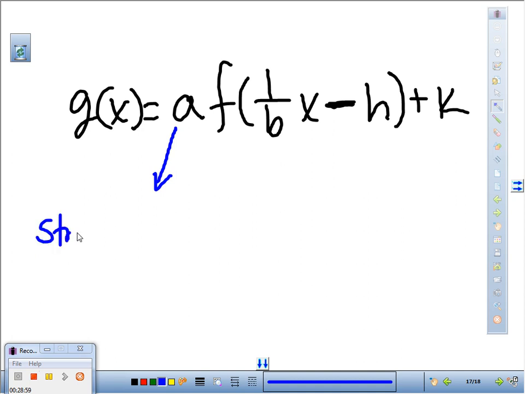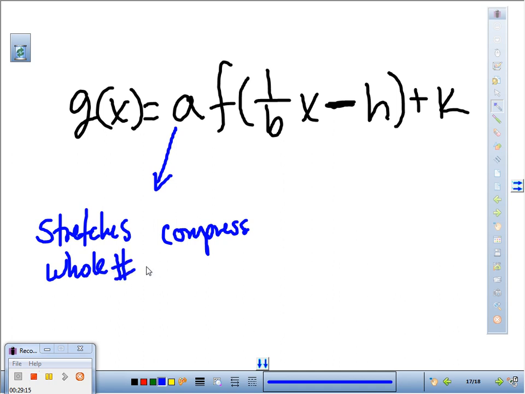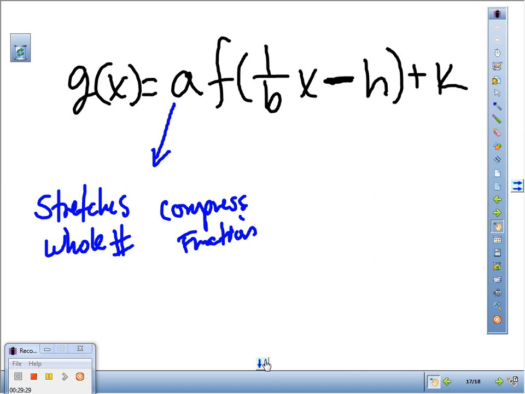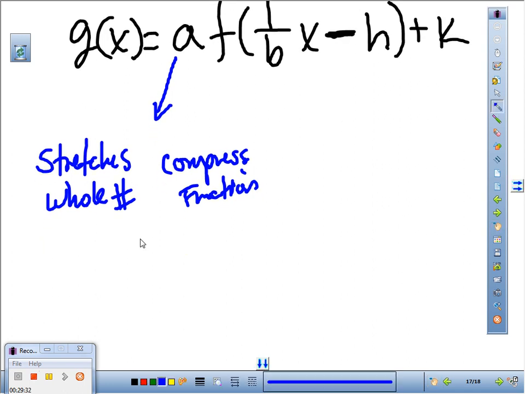a stretches or compresses. When does it stretch the function? When it's a whole number, or an integer, because sometimes it's going to have a negative in front of it. When does it compress? Fraction. And if you want to illustrate it for the sake of your notes, do this.